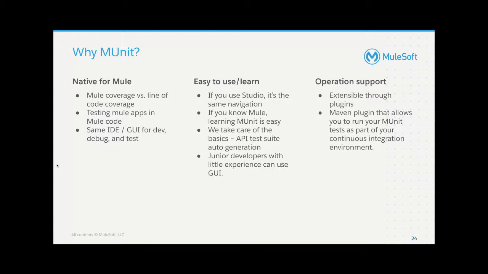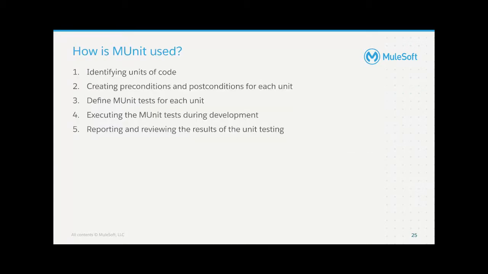How MUnit is used. So now if you start building your MUnit, what are the steps? First, you need to identify the units of code that are to be tested. You need to create the precondition and postcondition. Lakshmi will show you how to do this. I'm just going to go through it very quickly. You need to define the logic of testing. You need to start executing the testing, and then you need to review the report and the result of the unit testing and see if you have good coverage, if something goes wrong or something needs adjustment.